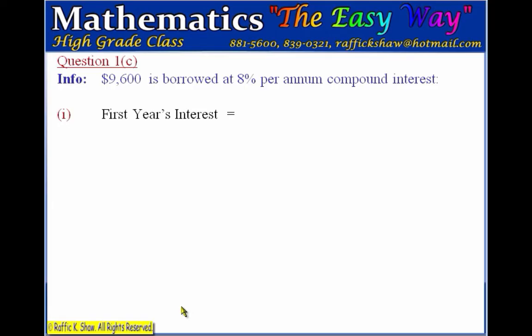And the first part of this question wants us to calculate the interest for the first year, and the interest for the first year is simply 8% of the amount that was borrowed, and that calculation gives us $768. So 8% of $9,600 is $768, and so this is the interest amount charged on the $9,600 at the end of the first year. That's the first year's interest.